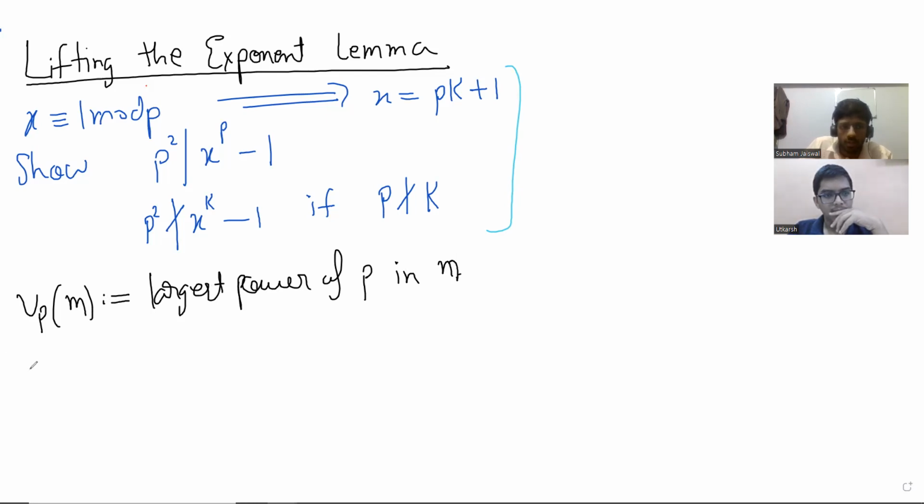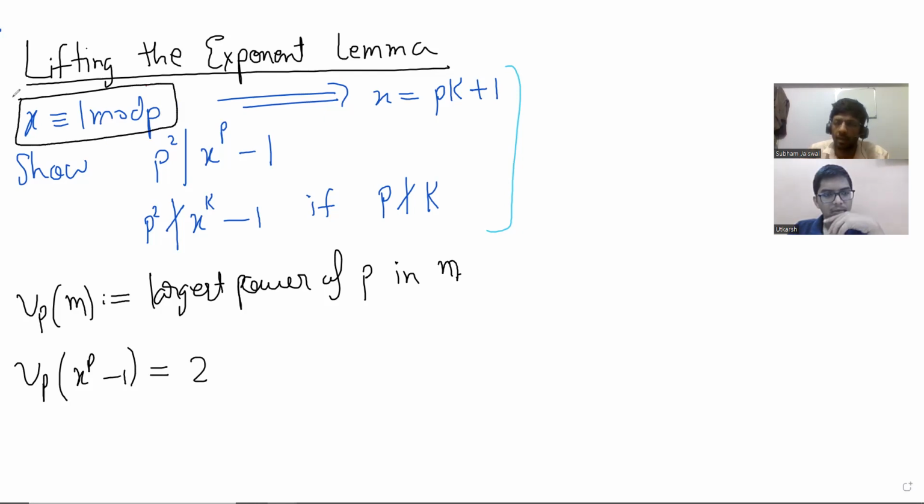So with this notation, what have we learned? We have learned that the largest power of p in x to the power p minus 1 is equal to 2, provided x is 1 mod p. So we have a very exact result, that it is divisible by p square and not by p cube. Okay, sorry, I think we have not proved it, right? So you need to show that it is not divisible by p cube. Let us just check that.